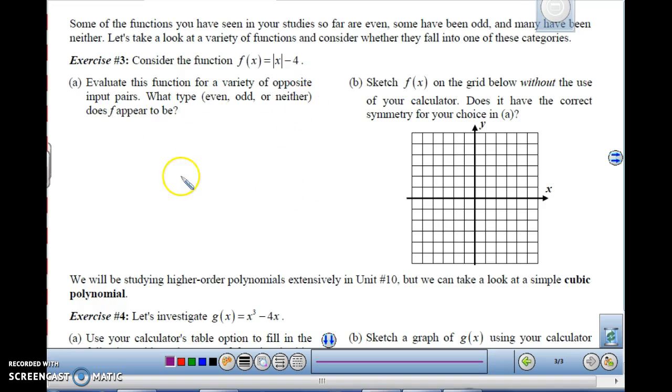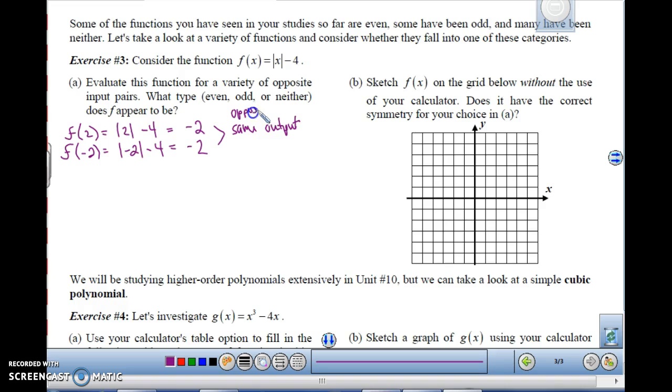Okay, so let's think about this for a second. Let's pick a couple values. Let's try f of 2. That would be the absolute value of 2 minus 4. The absolute value of 2 is 2, minus 4 is negative 2. What is the opposite of 2? It would be negative 2. The absolute value of negative 2 minus 4 is, the absolute value of negative 2 is 2, minus 4 is still negative 2. Okay, so we have the same output for opposite inputs.